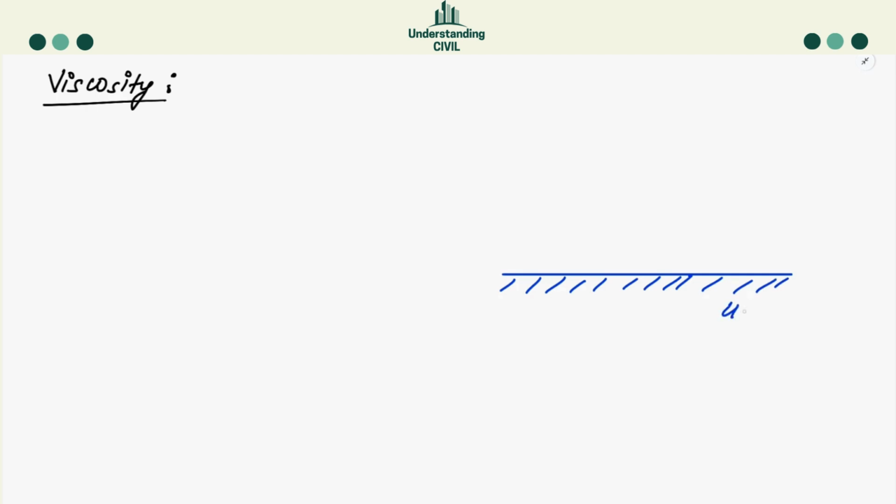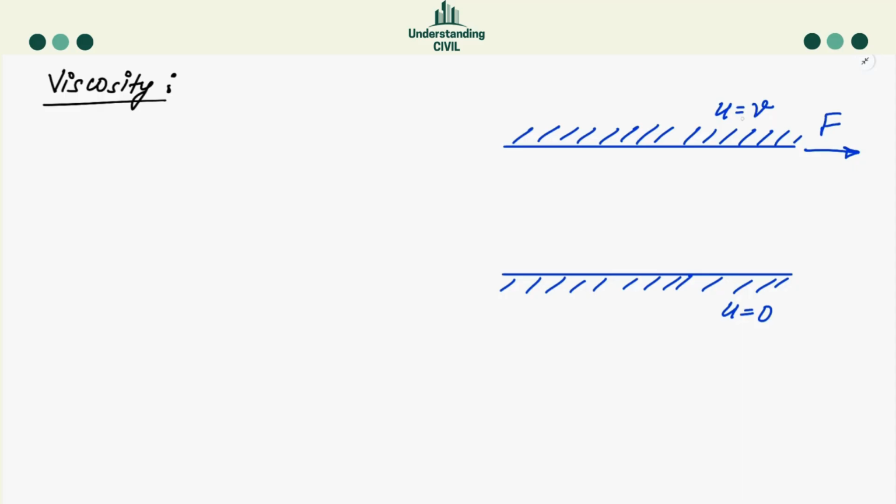So this is fixed, so this will be having a velocity of 0. So u over here is the velocity, which is a generalized value of velocity. And there is some other plate which is parallel to our stationary plate, which is moving at a constant velocity of v under an action of force F. Please be clear, it is moving at a velocity v under an action of force F.